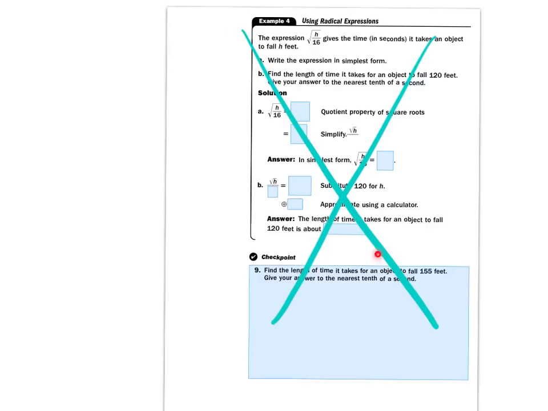Okay, so go ahead and lightly cross out example 4, but I would like you to write on this page your favorite perfect square root. Okay, so write your favorite perfect square root on this page.